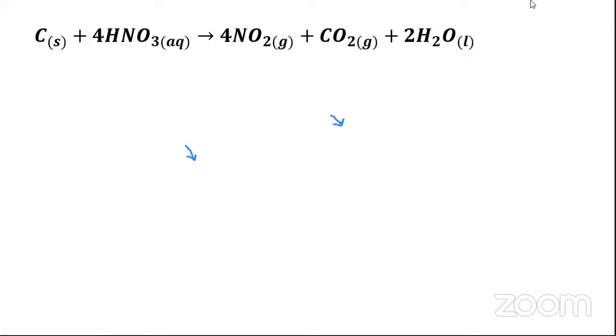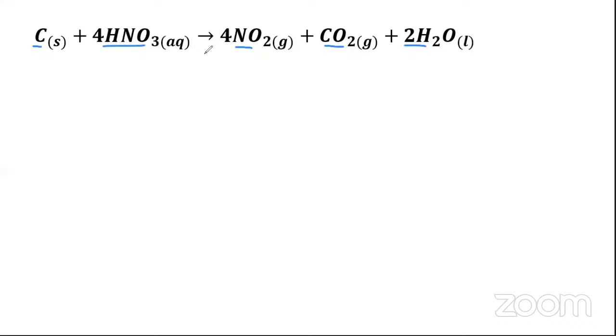So we can first remove these arrows. Okay. So we have this equation here. We are having carbon reacting with nitric acid, giving us nitrogen dioxide, carbon dioxide, and water. What does this mean? So we are now going to talk about this. We say that carbon reduces nitric acid to nitrogen dioxide.